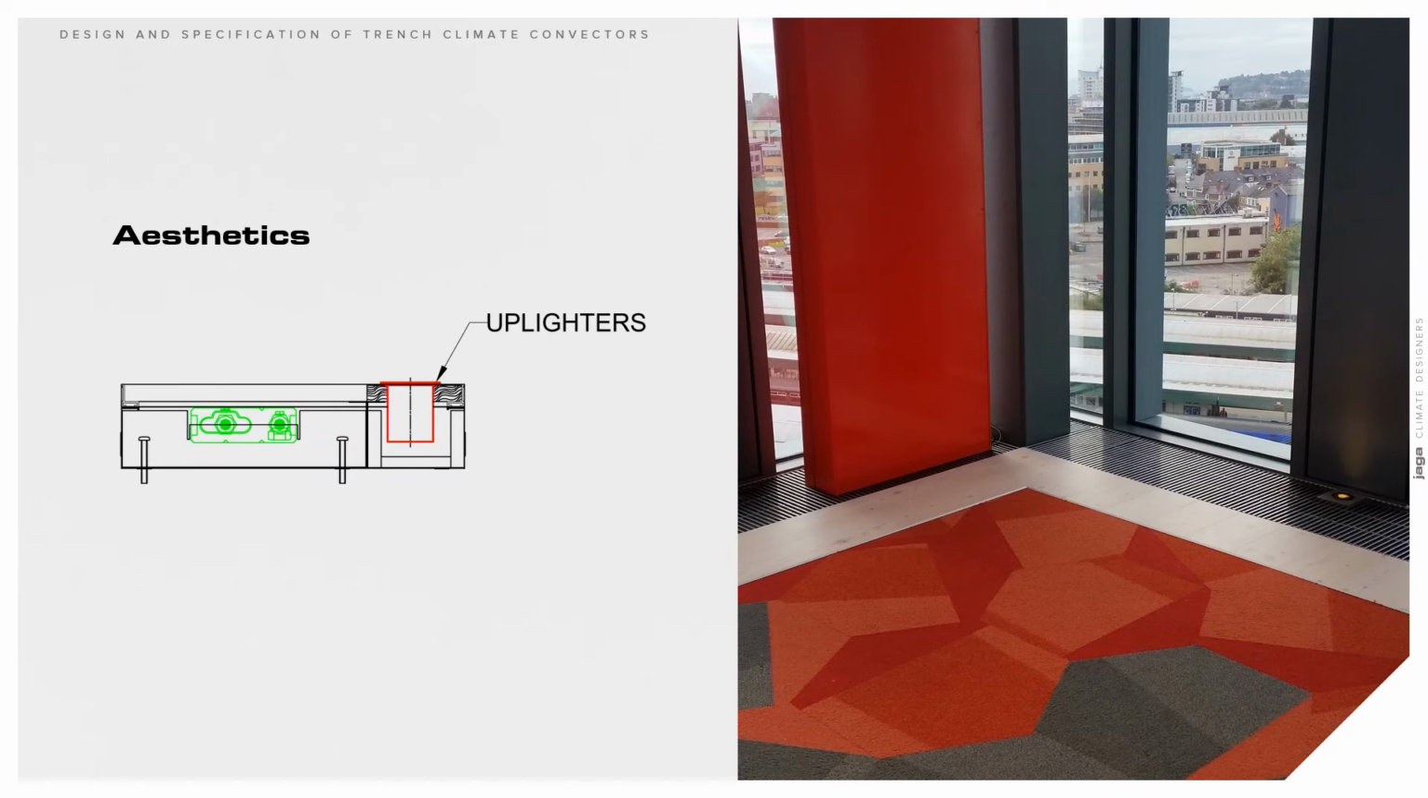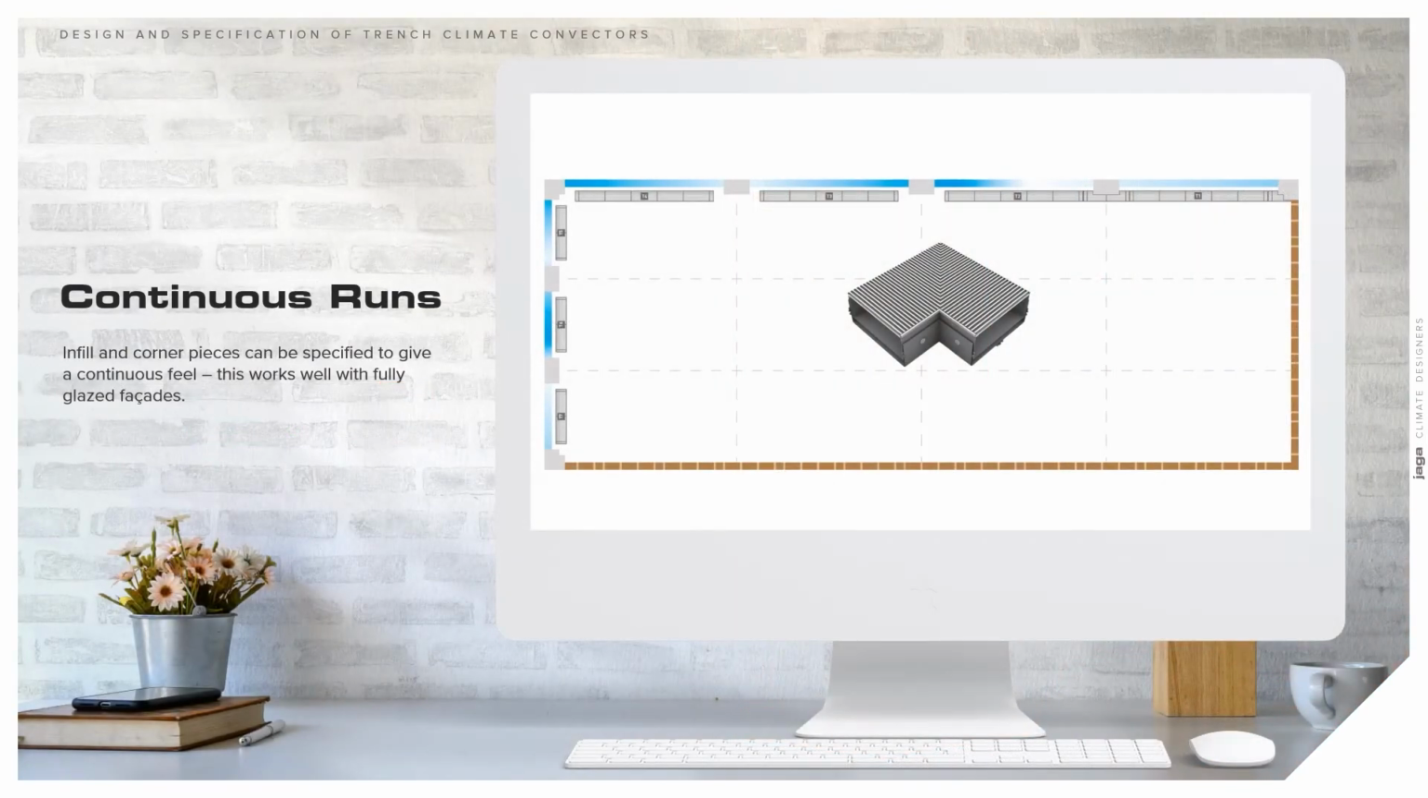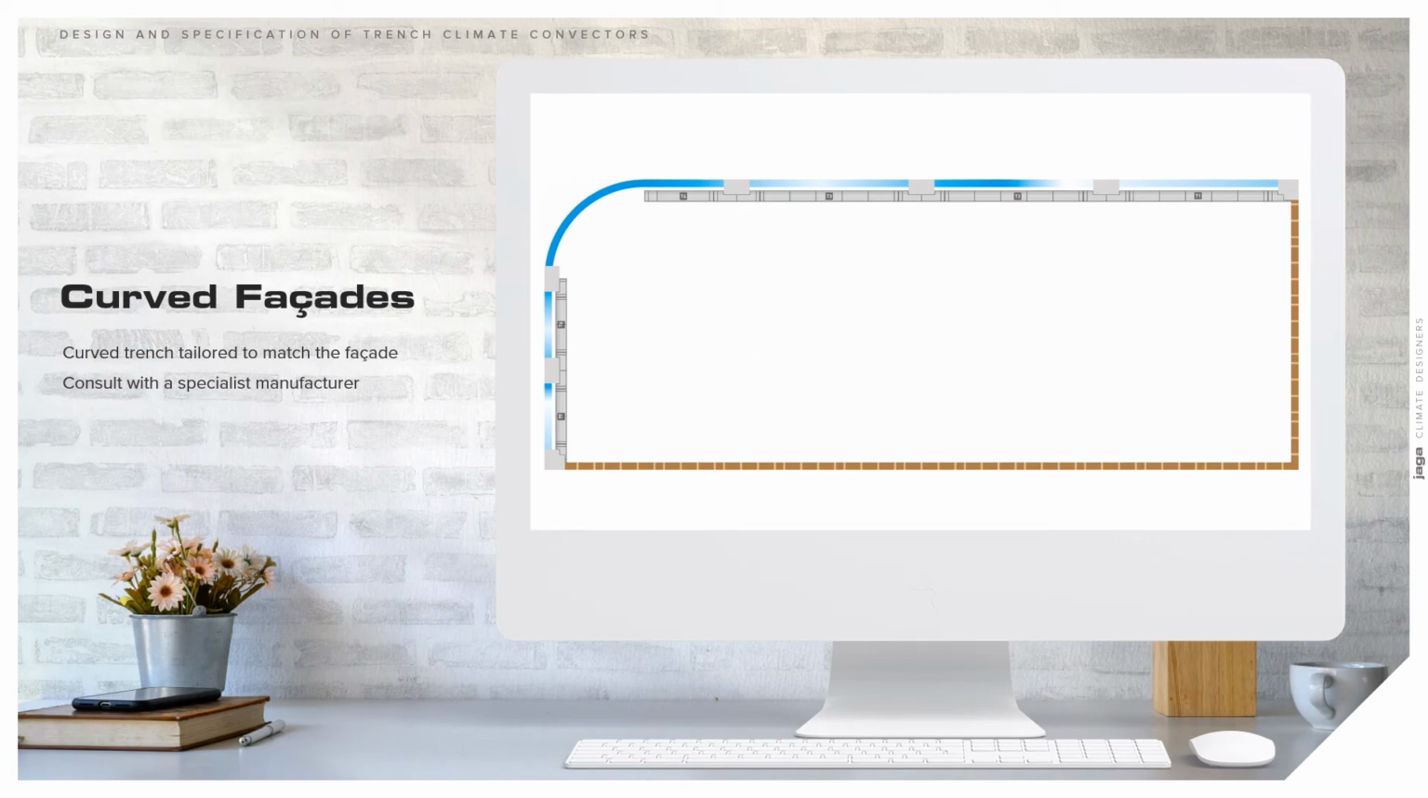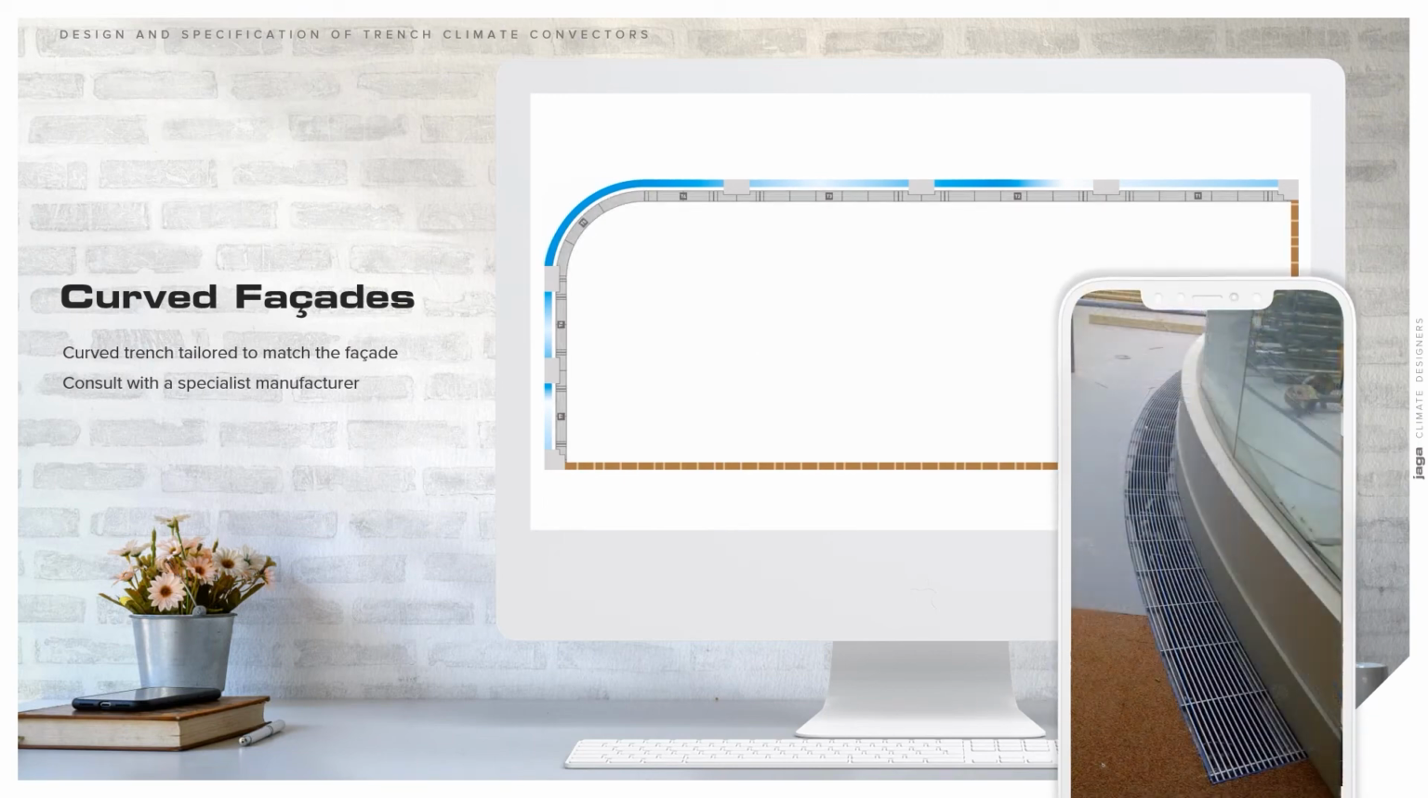Another way of enhancing the design is to link the convectors together to form a continuous run. You could consider specifying straight or angled dummy units to do this. What about curved facades? Curved trench is always tailored to match the facade exactly, and active elements can be incorporated into the design.